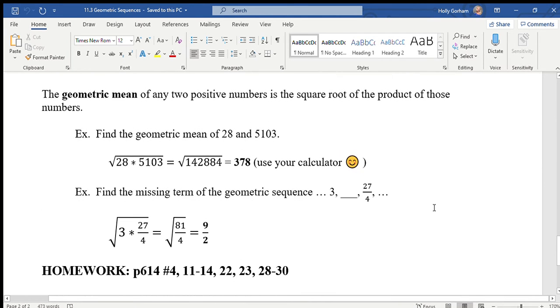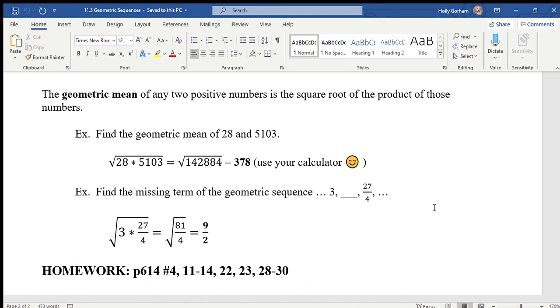The geometric mean of any two positive numbers is the square root of the product of those numbers. Now, I know that sounds like a lot of math terms right there, so let's just break it down. Product means to multiply, and then you're going to take the square root. So finding the geometric mean of 28 and 5,103, you're going to multiply 28 times 5,103, then you're going to take the square root. Just use your calculator.